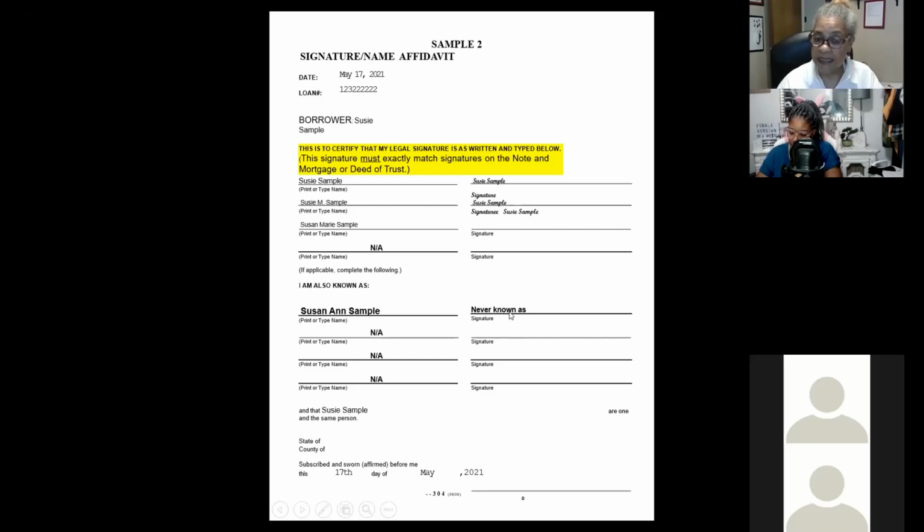She would indicate never known as. Plain and simple. Now, the signature affidavit, many people have called and said, well, what do I put here? How do I do her name? You're going to follow the instructions.